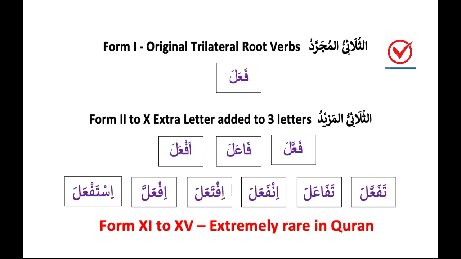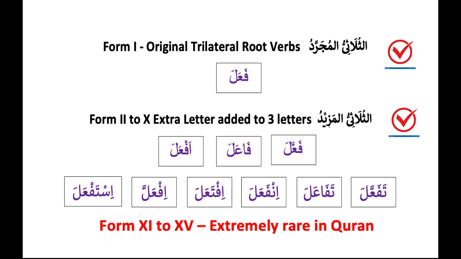The next example is af'ala. Fa has taken a sukun and an alif is added before fa, making it 4-letter called af'ala. So how do we call them now? In Arabic, we call the form 1 3-letter original root verbs as as-thulathiyul mujarrad. And form 2 to 10, where extra letter added to these 3 letters, we call them in Arabic as-thulathiyul mazid.